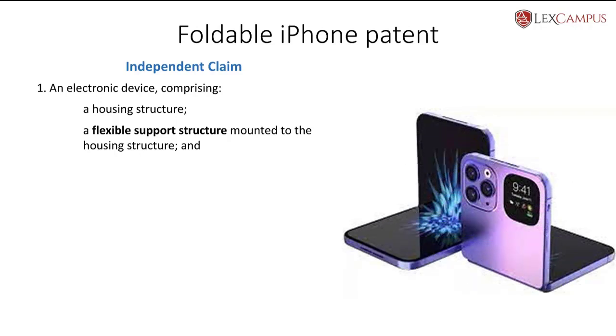Now this is what we call antecedent basis. Because you have already mentioned housing structure, you can call it the housing structure or said housing structure. It's another way to look at it. Or you can even say such housing structure. So antecedent basis is to ensure that wherever you mention an element, you ensure that that element has seen an earlier reference.